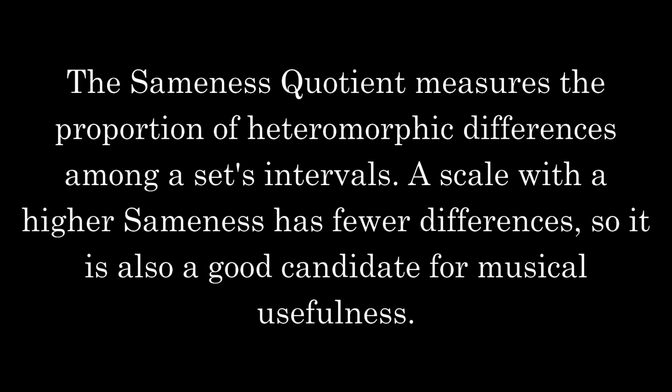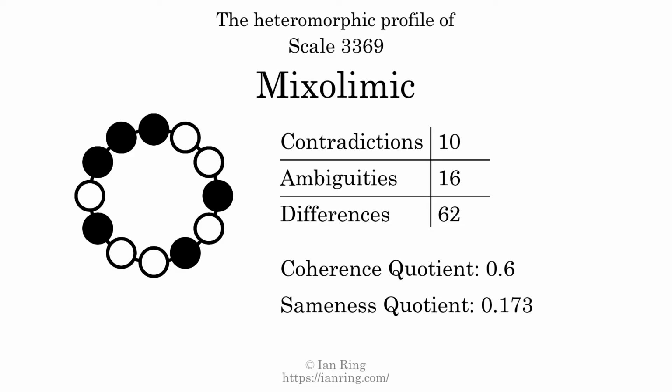The sameness quotient measures the proportion of heteromorphic differences among a set's intervals. A scale with a higher sameness has fewer differences, so it is also a good candidate for musical usefulness. The sameness quotient is 0.173.